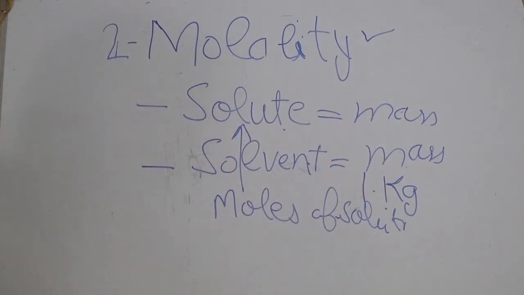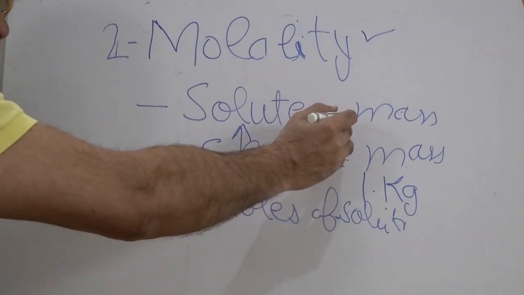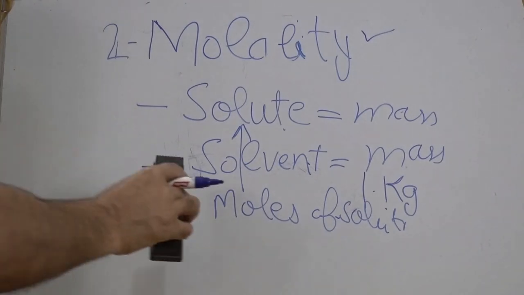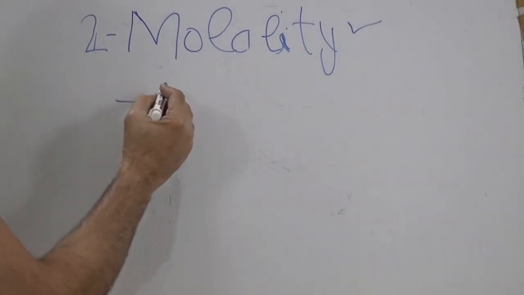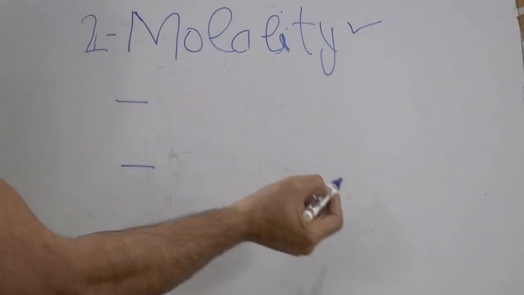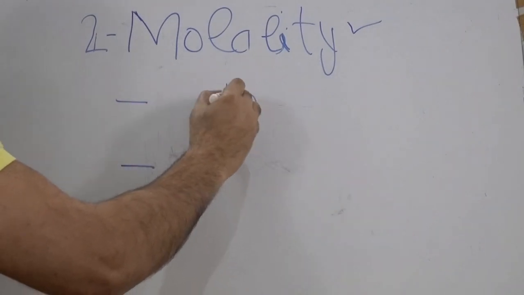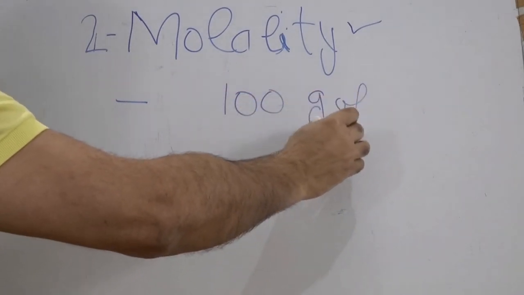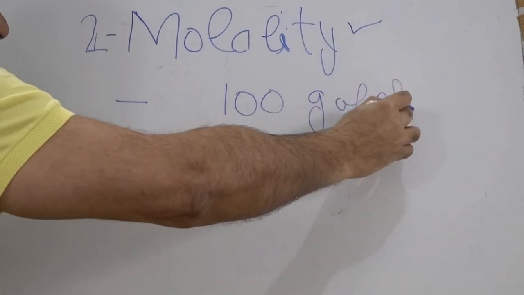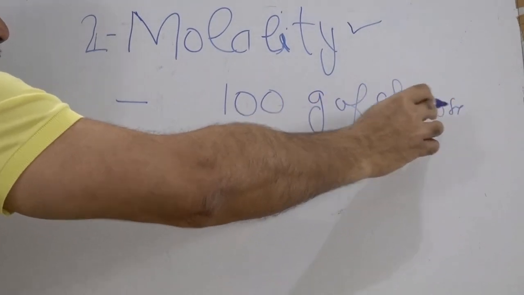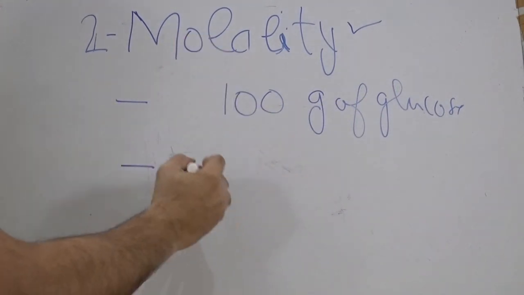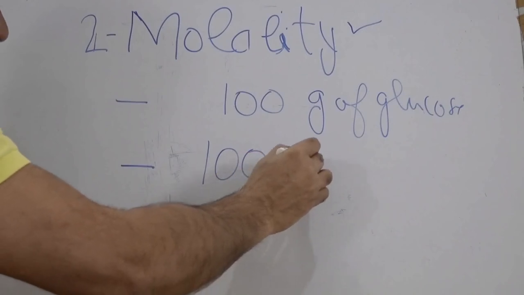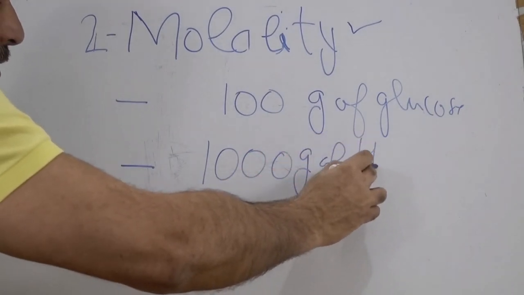After mixing that, how many moles have we mixed? That decides the molality. Let us understand this. Suppose we take the mass of solute as the same as we took in the previous example, 100 gram of glucose, and we mix that glucose in 1 kg or 1000 gram of water.